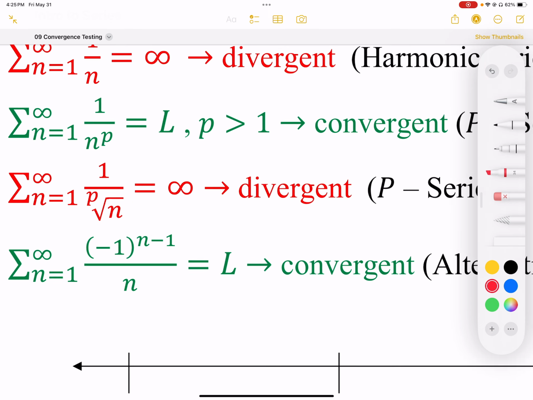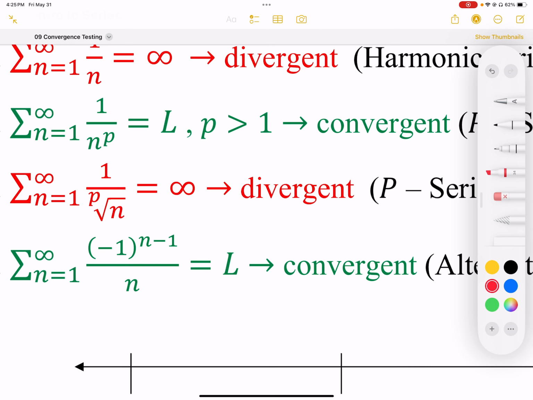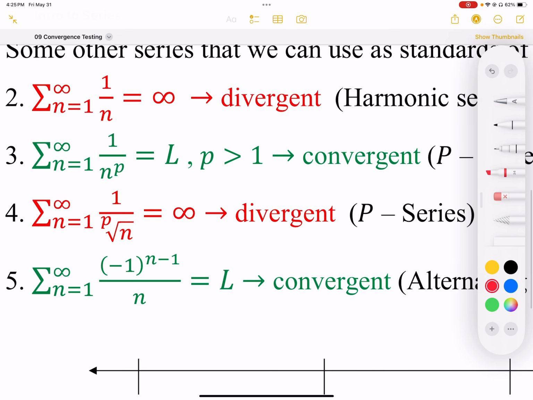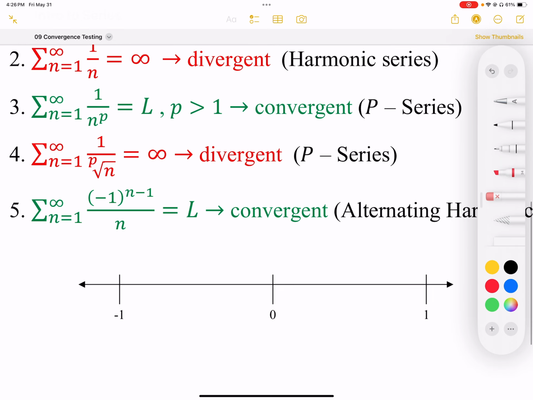When the power is less than 1, or we have a root, that's going to end up being divergent because the terms will go to 0 slower than 1 over n when we compare those two. So if the harmonic series is divergent, the p series when p is less than 1 will also be divergent. And lastly, the one that we have looked at is the alternating harmonic series.